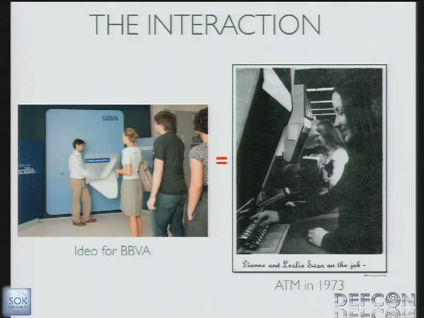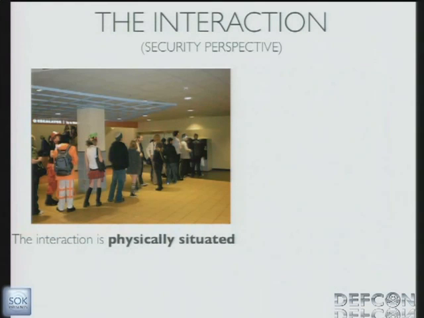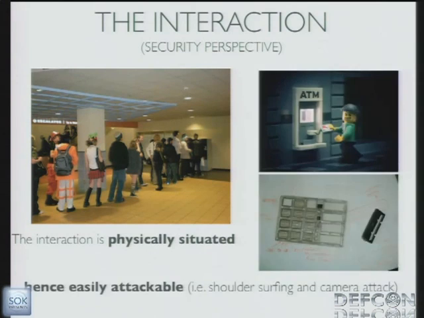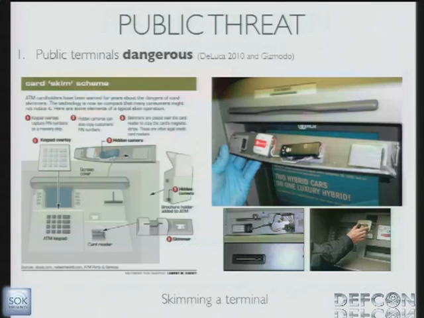So their ATM of the future, as envisaged in the last couple of years, is still not too different from the concept from nearly 40 years ago. From a security perspective, what's really important about this interaction design that's had remarkable staying power is that it's physically situated and therefore easily attackable with physical methods such as shoulder surfing and mechanized observation like ATM skimming.